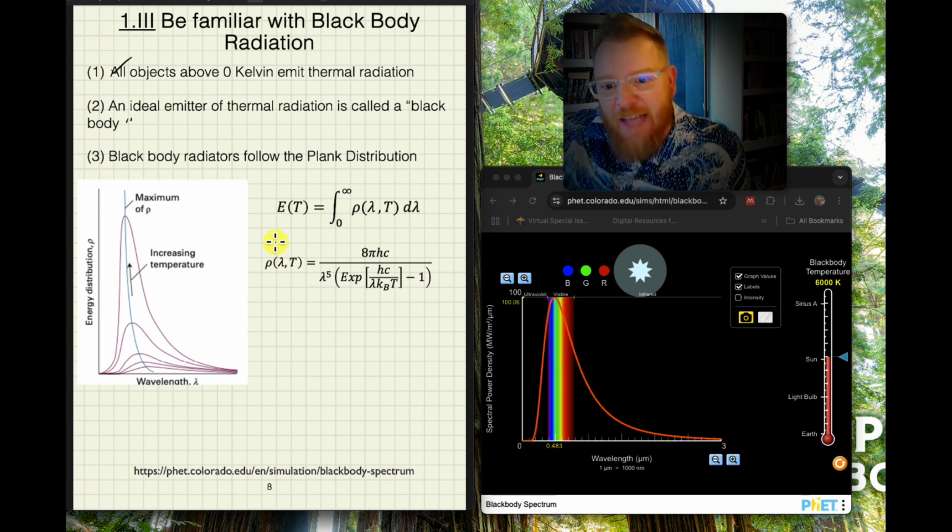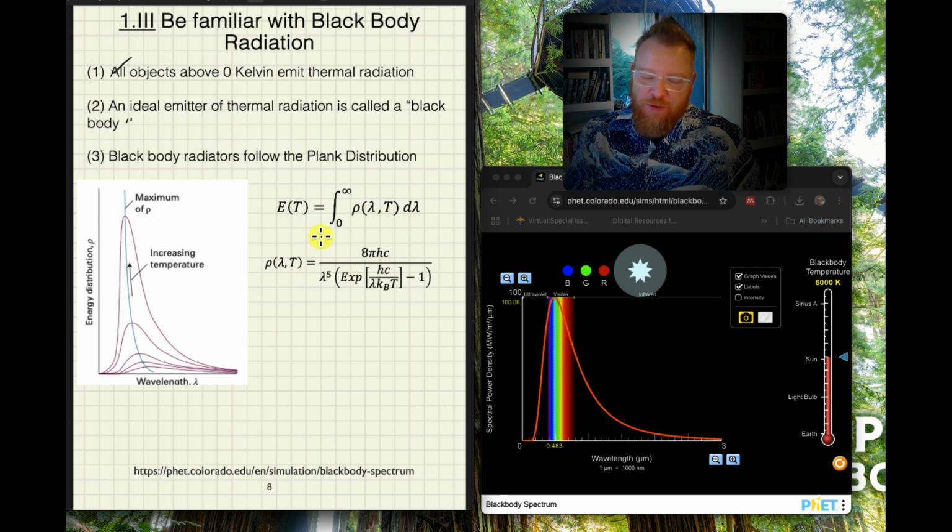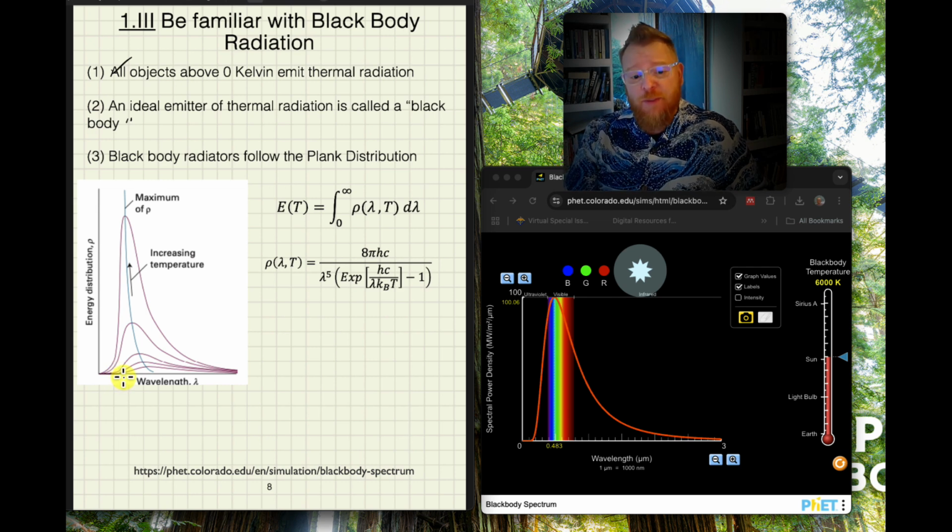So there's some nasty math here that we want to familiarize ourselves with. First of all, we can see here, if we were to look at a graph of this Planck distribution, where we have energy distribution on the y-axis and wavelength on the x-axis, you can see it follows this Boltzmann-like distribution. If we were to integrate the curve under that distribution, as noted here, that would give us the total energy of the radiator.